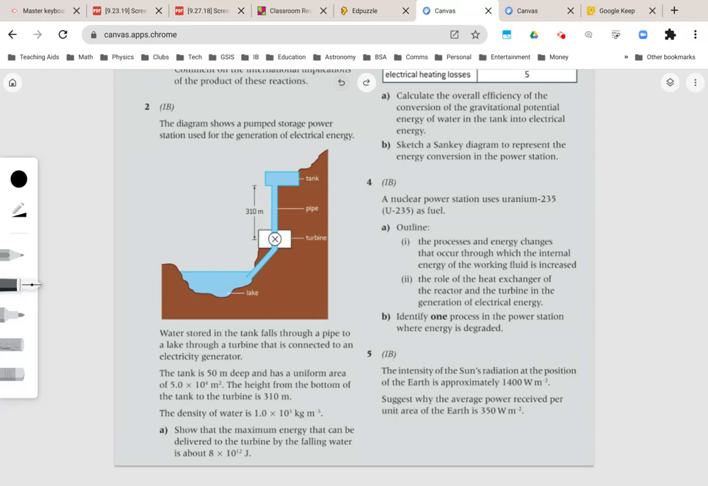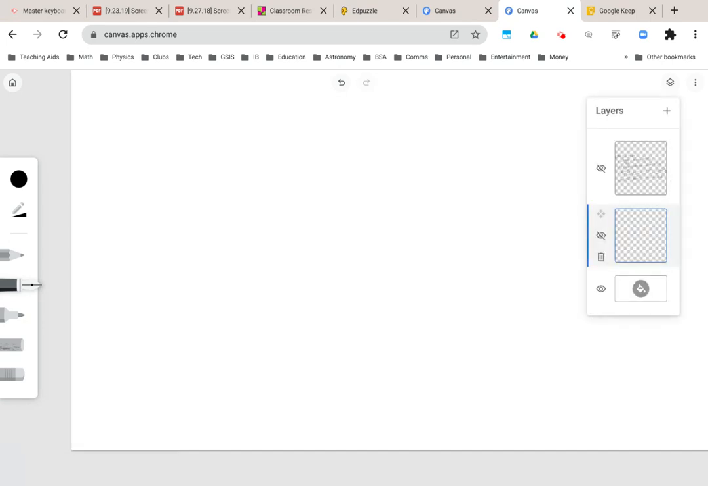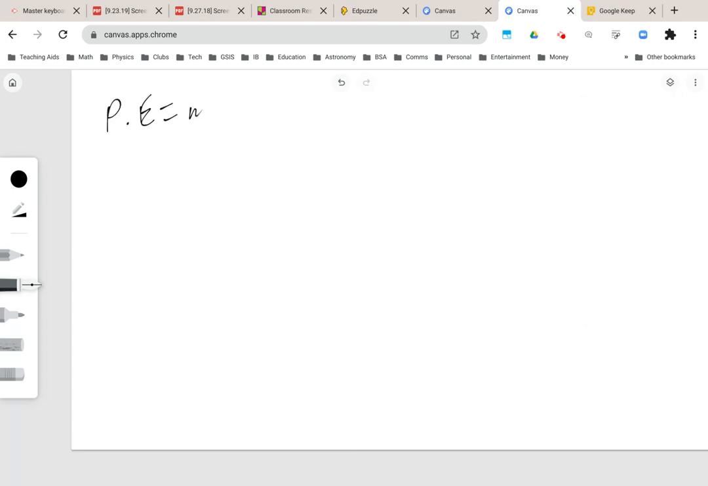Okay, there's the information. Pause that if you need to. And let's start solving it. We need to find the volume of the water and multiply that by the density to find the weight of the water. And then we'll use the equation that the potential energy is, of course, mgh.